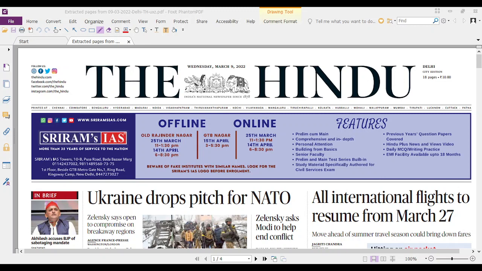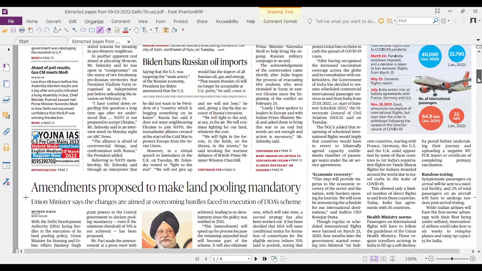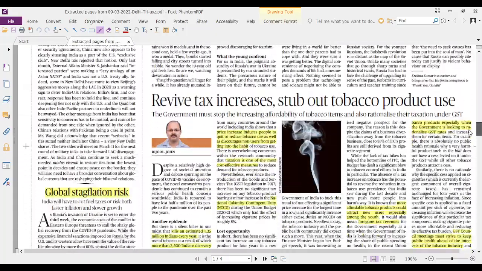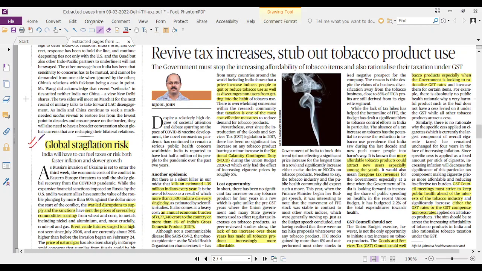In today's news hour, we will be discussing the important articles related to economy from the Hindu newspaper. In the editorial page, there is a news about stagflation.